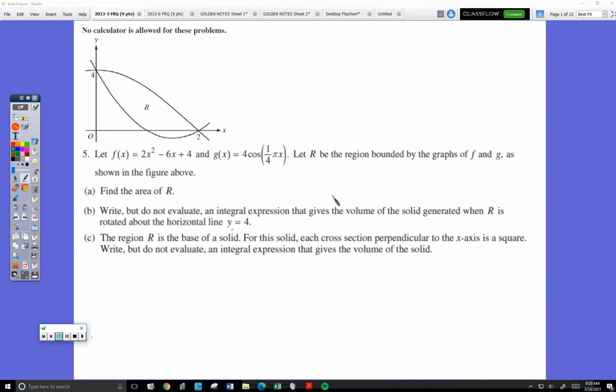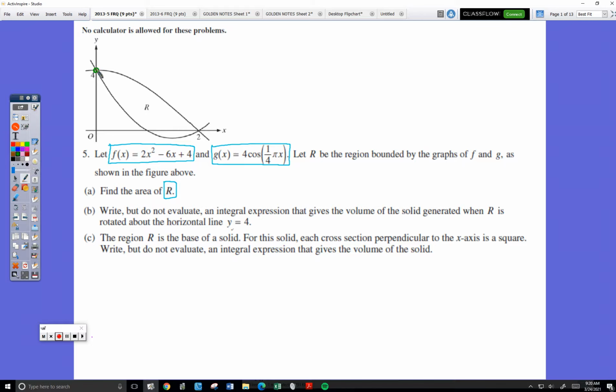Okay, let f equal this formula, g equal this formula. Whatever. R is the region bounded by f and g. Done. Find the area of R. Okay, my first dilemma is I need to know which function is on top. Quickest way to do that is to test.